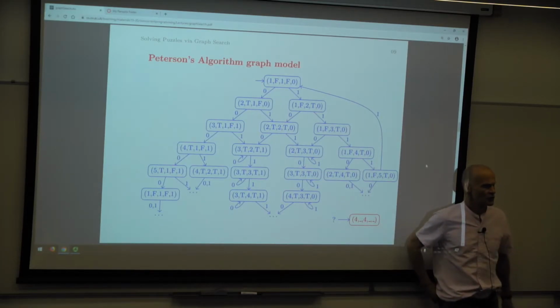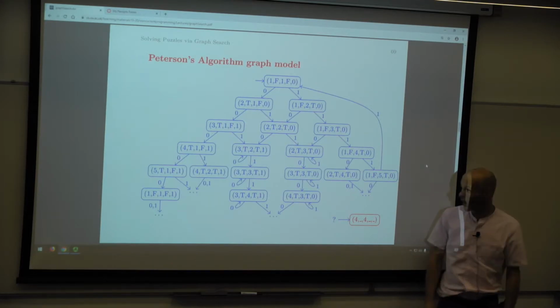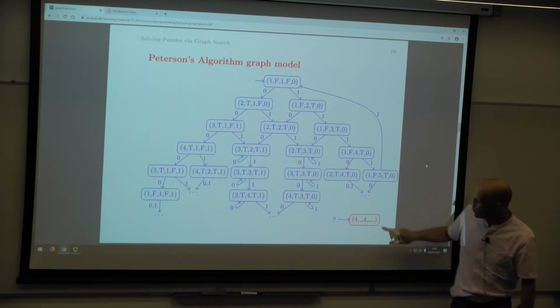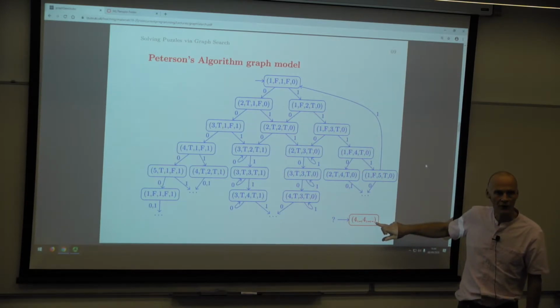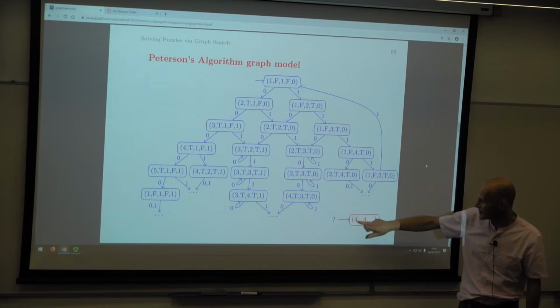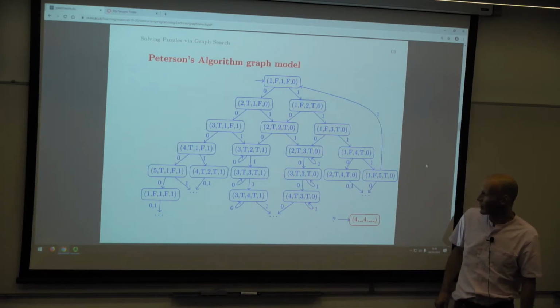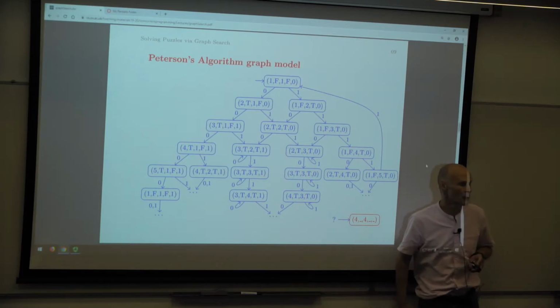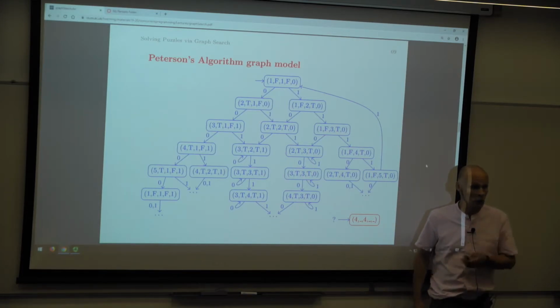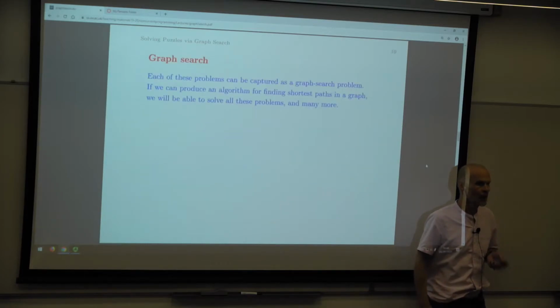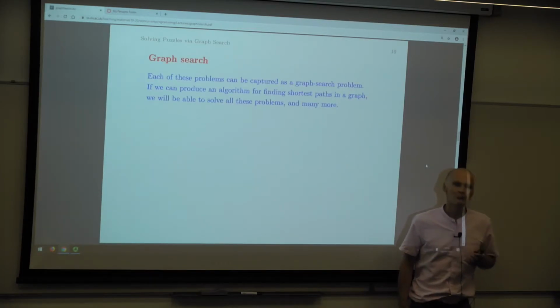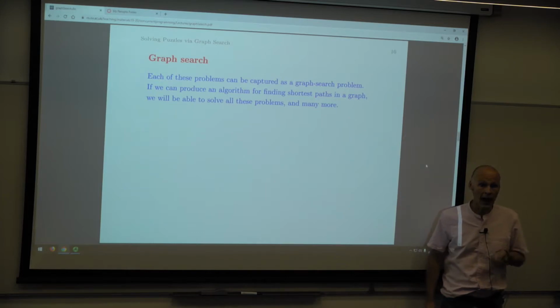Okay, and you can build the graph up like that in principle, but it's hard work and it's tedious. What we want to find out is whether there's any path that leads to a bad state, i.e. a state where both of the processes are at line 4. Okay, so we've reduced the problem of verifying Peterson's algorithm to a graph search problem. Each of these problems can be solved by graph search. So what we're going to do is see an algorithm for graph search, for finding the shortest path in a graph. If we can do that, we can then solve all these problems and many other problems that can be cast as a graph search problem.